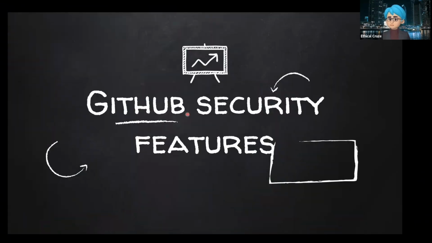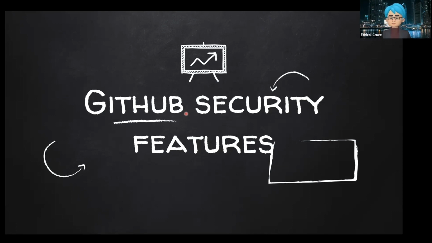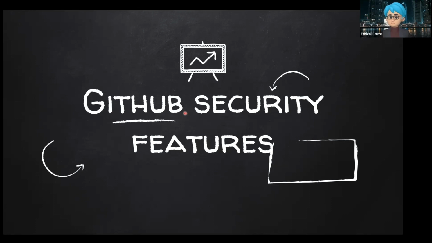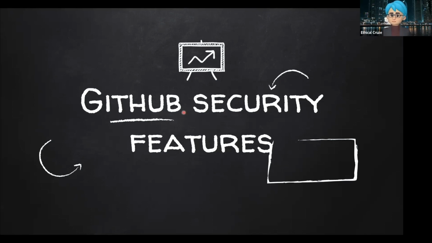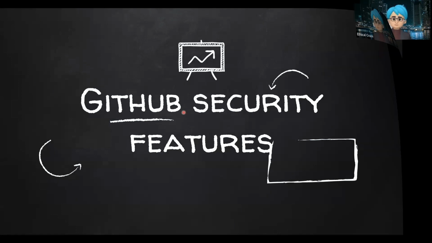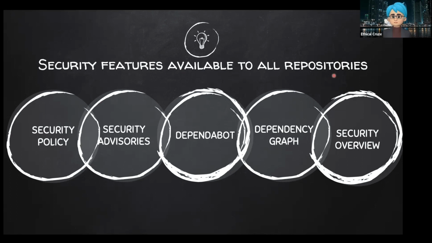GitHub has security features that help in securing the code and secrets in repositories and across organizations. Some security features are available to all public or private repositories, whereas some additional features are available to customers freely for public repositories and under an advanced security license for enterprise customers or for private repositories. Now let's see various security features available to all repositories being provided by GitHub.